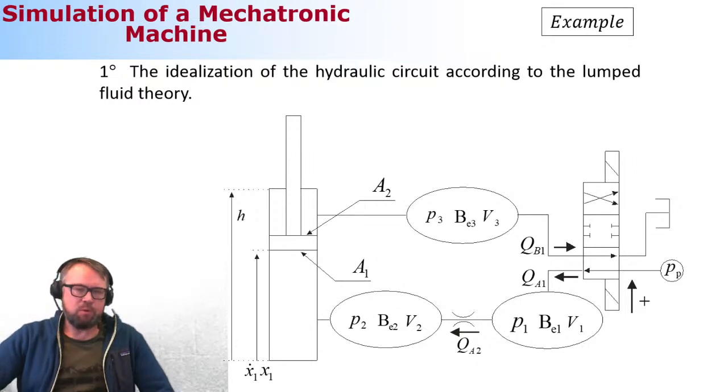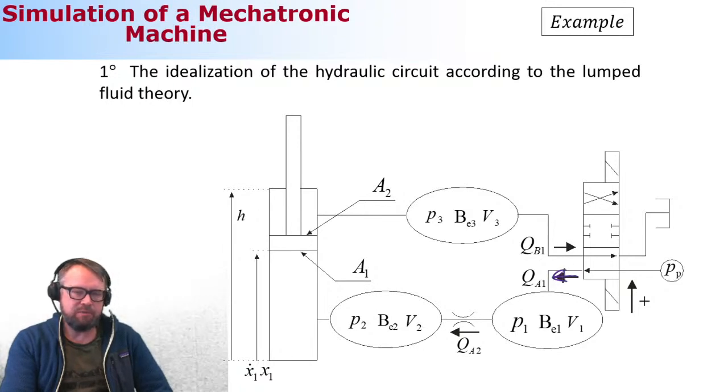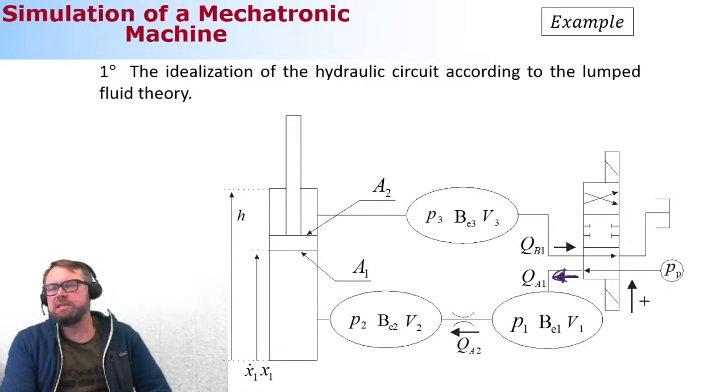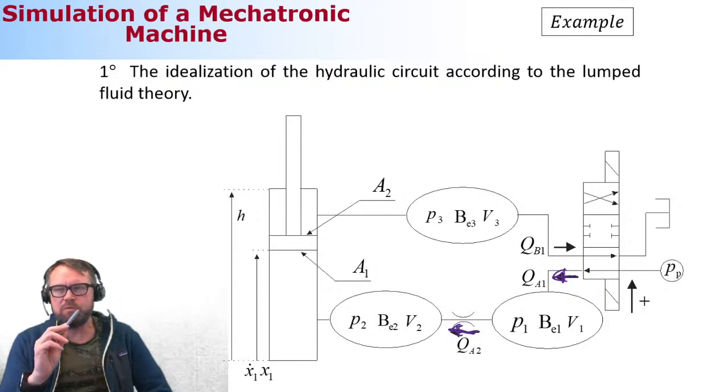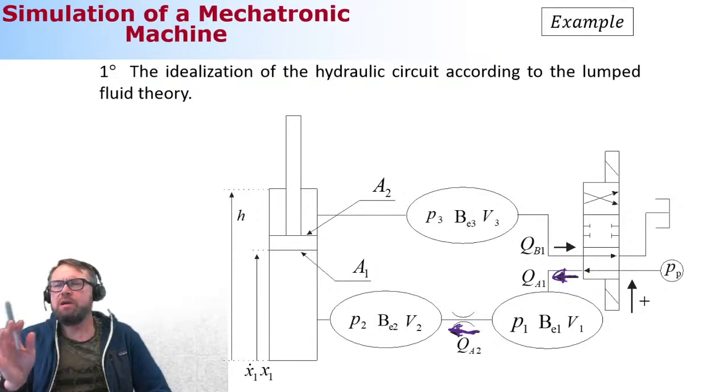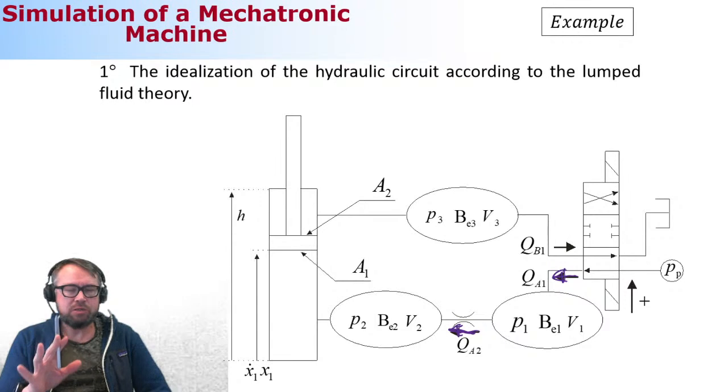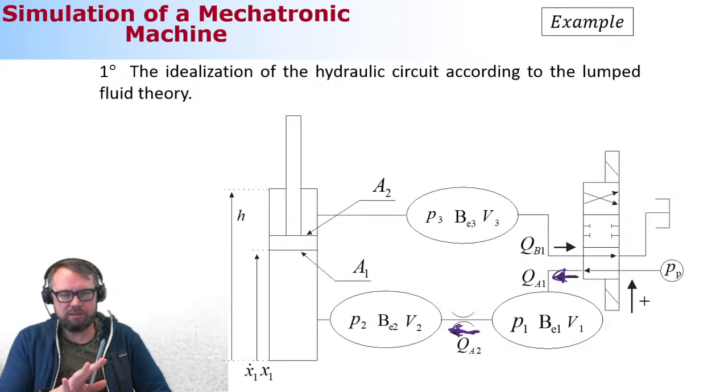Now, for the first volume, we are assuming that the flow coming from the direction valve has the positive flow direction as shown in this figure here. And then we have a throttle here. Again, I'm just making a decision about what the positive flow direction is, and you can choose this sign however you want. But once you have made your decision, you need to be consistent with it.